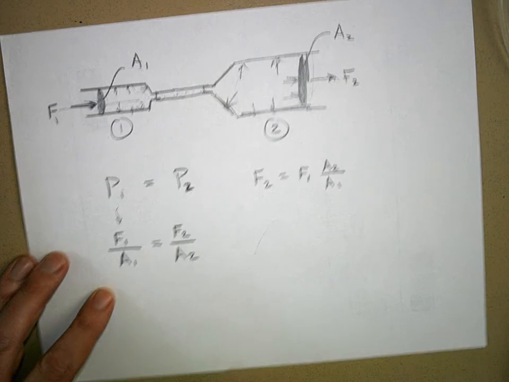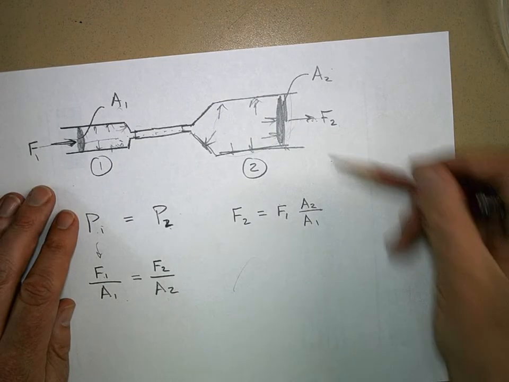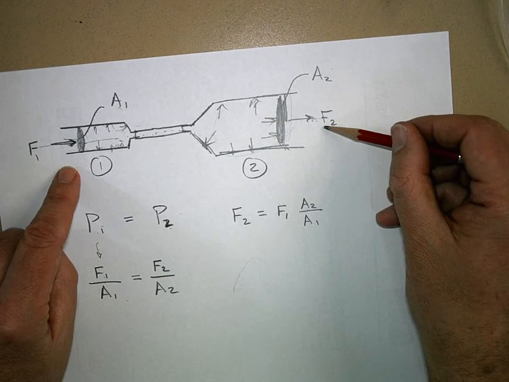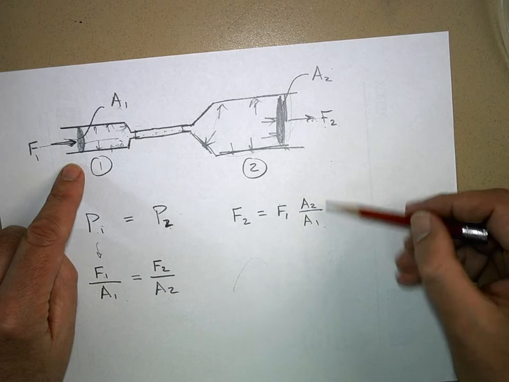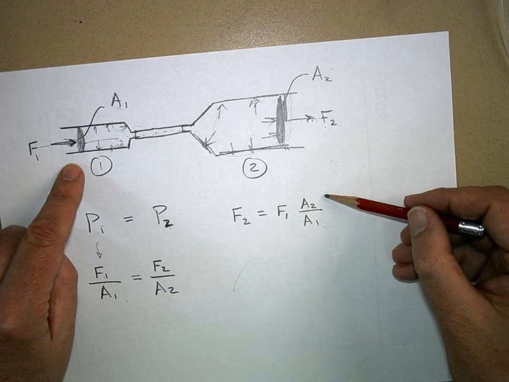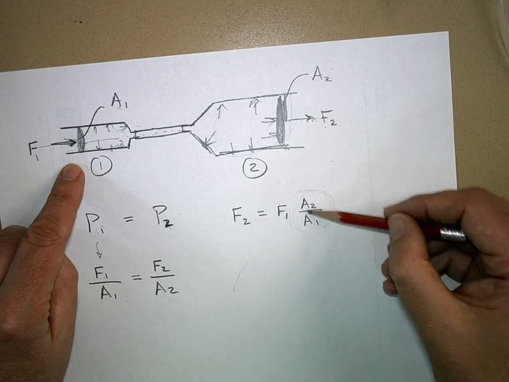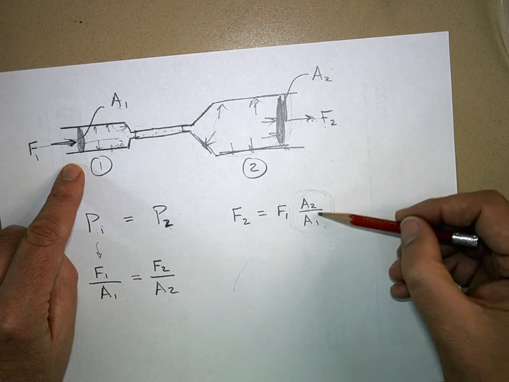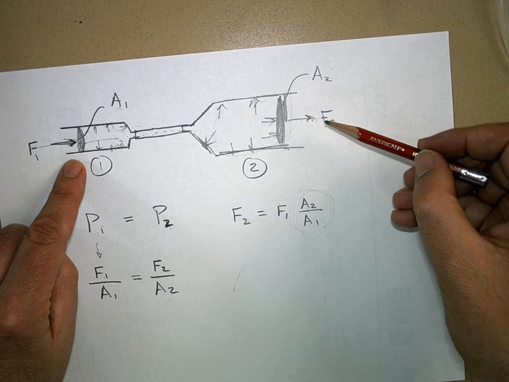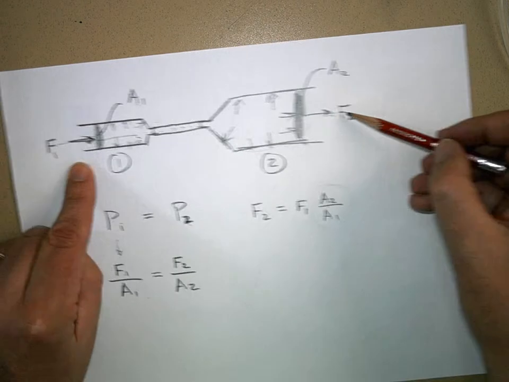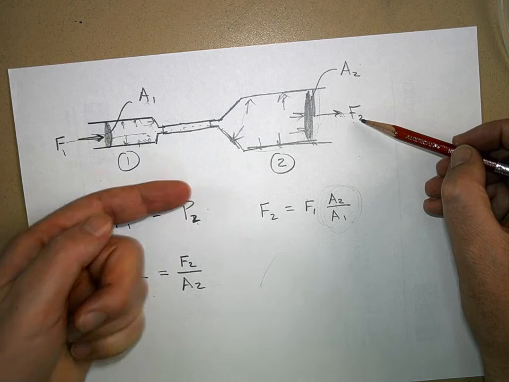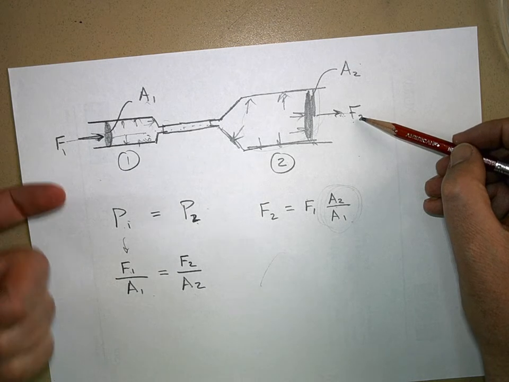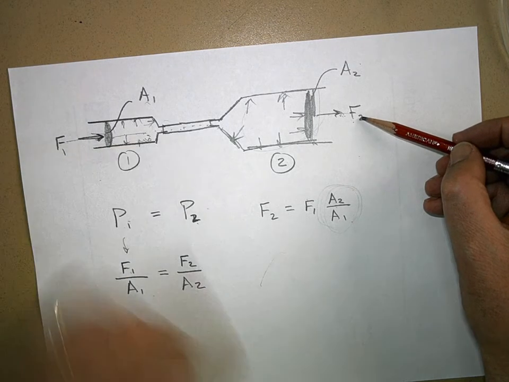Now what do you think is going to happen to F2? Well, look, area 1 is much smaller than area 2. So I get a number that's bigger than 1 here. So what's going to happen is F2 is going to be a bigger force than F1. This is kind of like a simple machine. It multiplies my force. A little bit of force in here gets me a much bigger force over here.